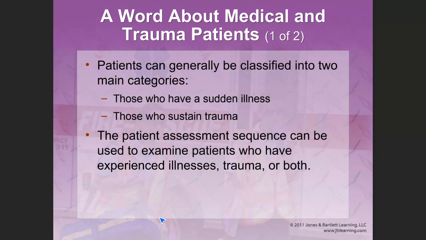Now, a word about medical and trauma patients. Patients can generally be classified in two main categories: those who have a sudden illness, which would be a medical patient, and those who have sustained trauma, that's your trauma patient. The patient assessment sequence can be used to examine patients who have experienced illness, trauma, or a combination of both medical and traumatic issues.